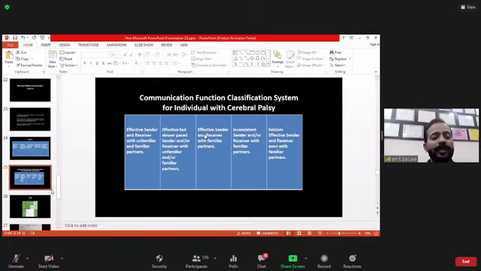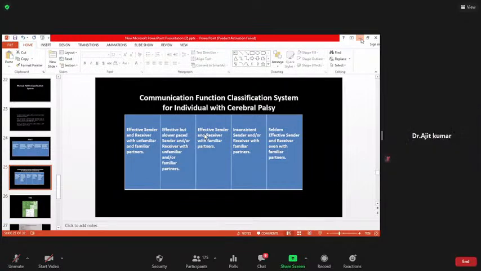Okay. The next scale is the Communication Function Classification System for Individuals with Cerebral Palsy, or we call it CFCS. This is also very important. Why is it important? This particular scale talks about many things in terms of the communication part, how the child is talking to the other person, and how this scale is useful to know about the child's communication level. Okay, is it visible? This PDF, is it visible?